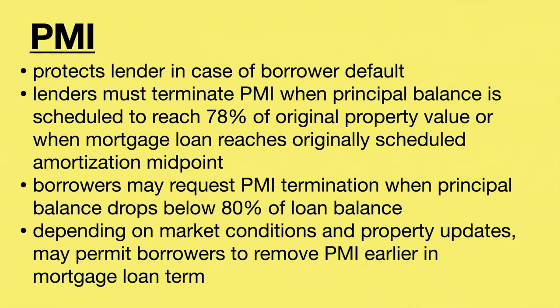PMI protects the lender in case of borrower default. Lenders must terminate PMI when the principal balance is scheduled to reach 78% of the original property value or when the mortgage loan reaches its originally scheduled amortization midpoint. Borrowers may request PMI termination when the principal balance drops below 80% of the loan balance. Depending on market conditions and property updates, this may permit borrowers to remove PMI earlier in the mortgage loan term.